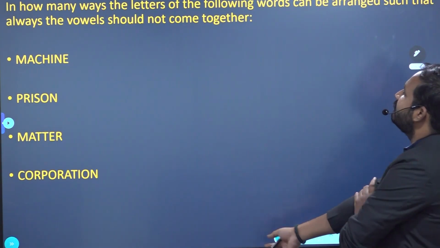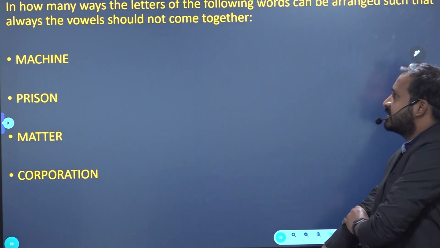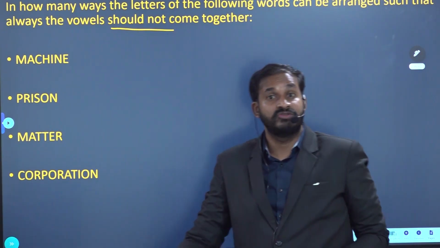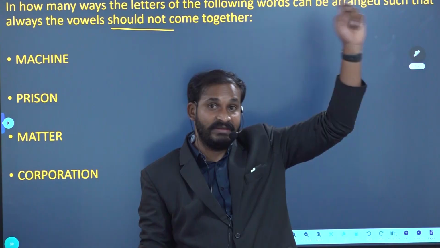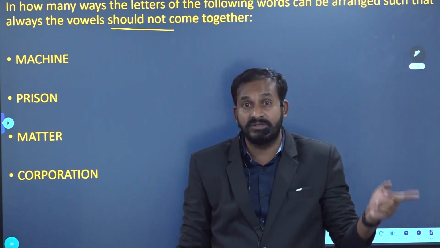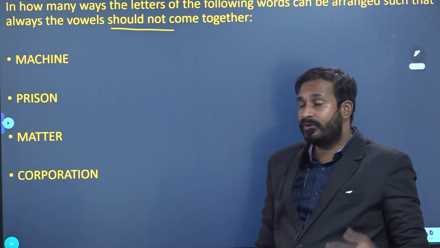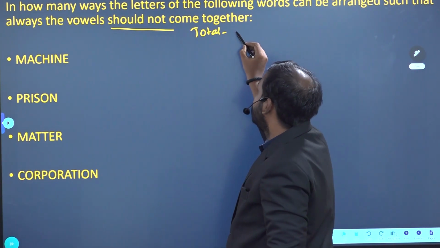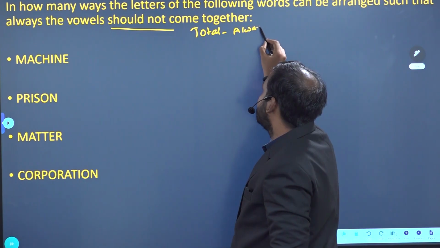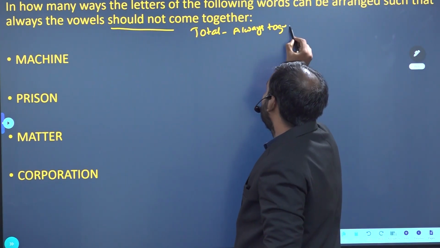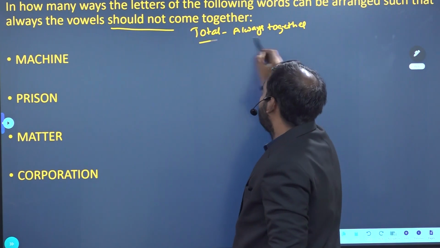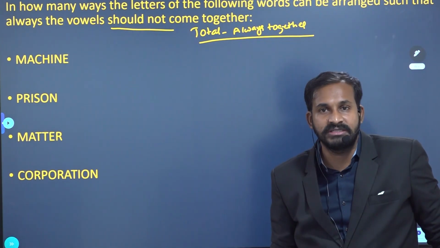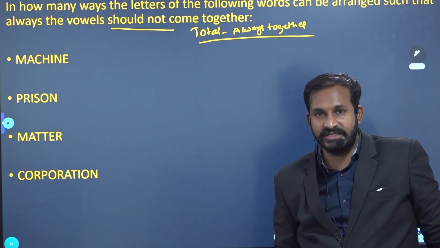Right. Now we have one more different case. Next one here. In how many ways can the letters of the following words be arranged such that the vowels should not come together? In our previous examples, what we have seen, vowels should come together. Should not come together means what? We can say that total minus always together. Total number of ways minus always together.